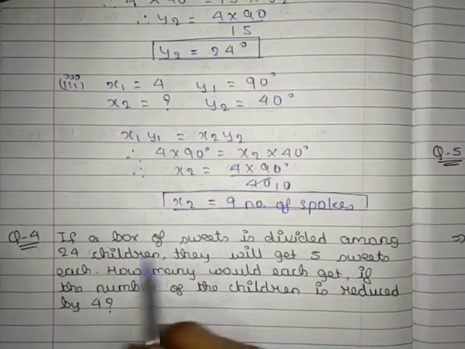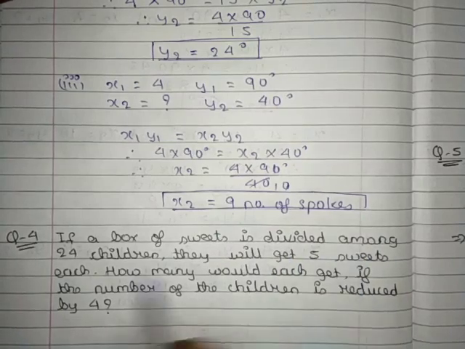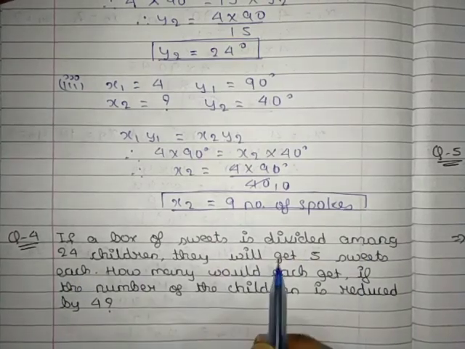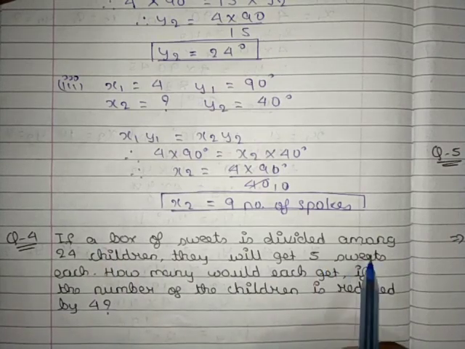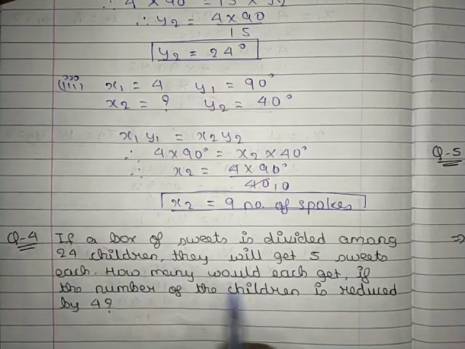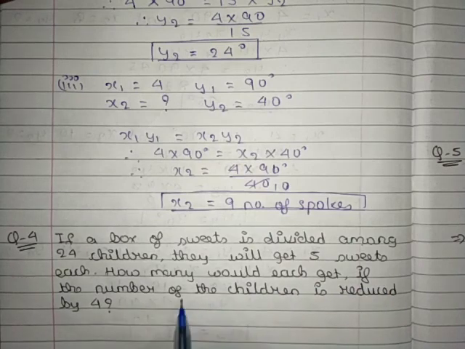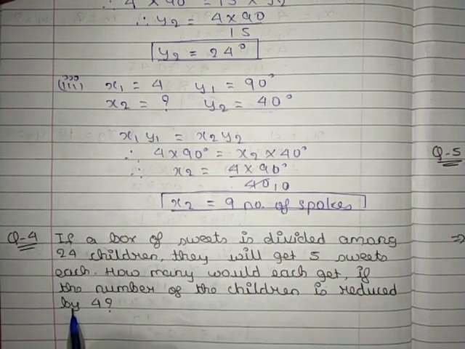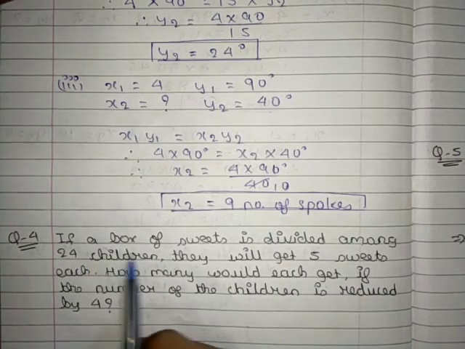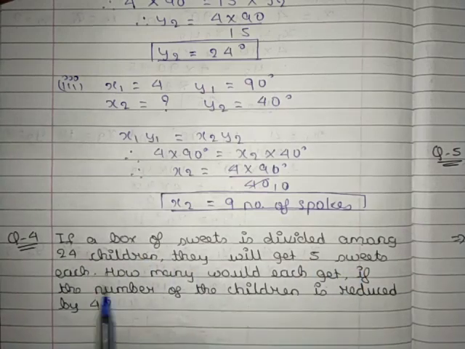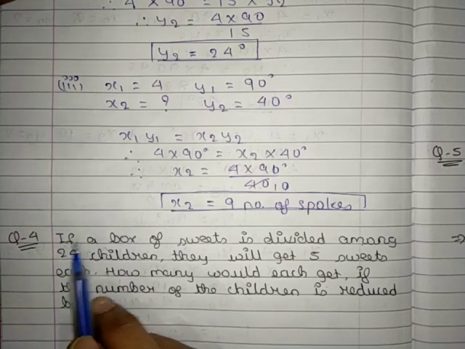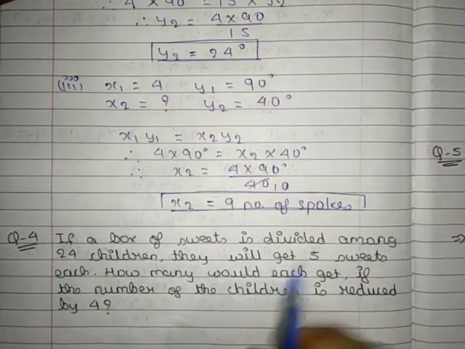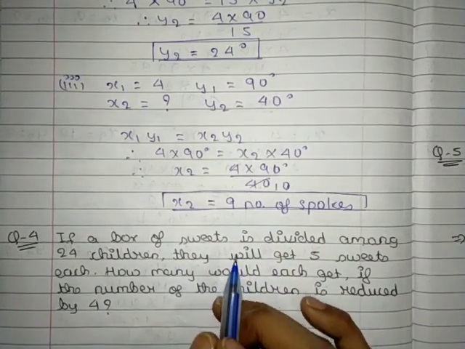Question 4. If a box of sweets is divided among 24 children, they will get 5 sweets. So for 24 children, they will get 5 sweets each. Now how many would each get if the number of children is reduced by 4? So here 24 children are getting 5 sweets each. If the number of children is reduced by 4, that is 24 minus 4, now the children are 20. So how many sweets will each get? That is the proportion that we have to find out here.